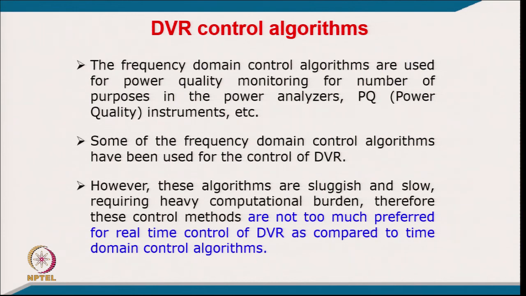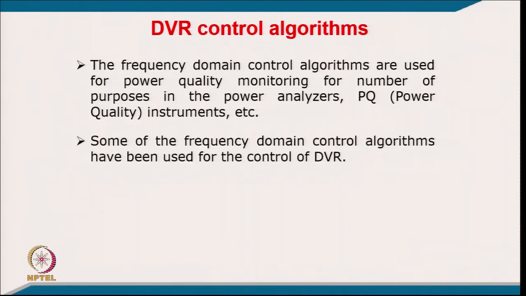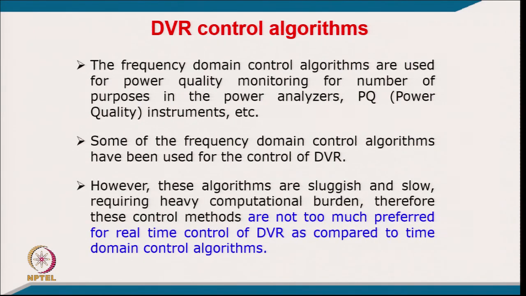However, these algorithms are sluggish and slow because they require a heavy computational burden. Therefore, these methods are not much preferred for real time control of DVR as compared to the time domain control algorithms. Frequency domain control algorithms are used for power quality monitoring and power analyzers.